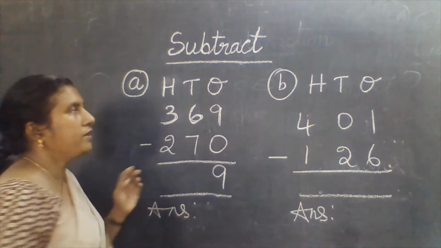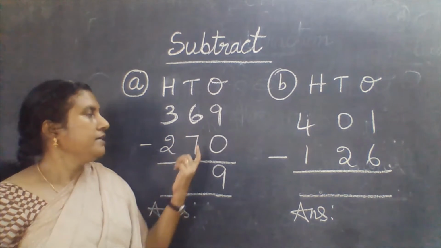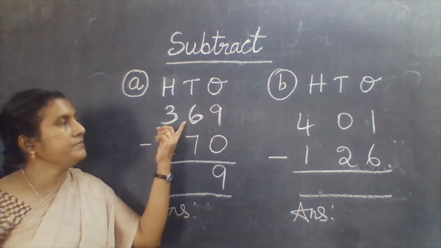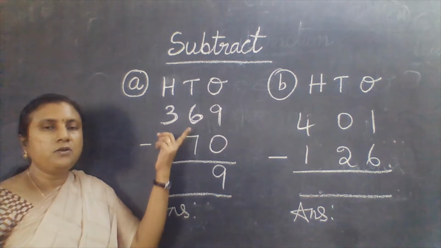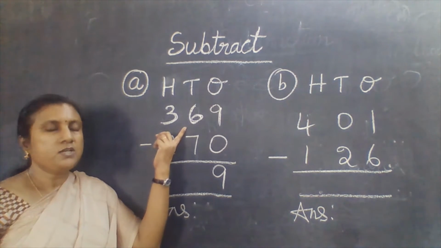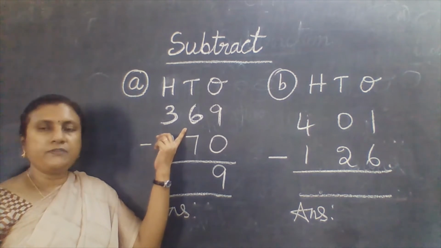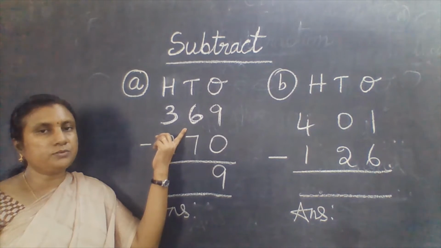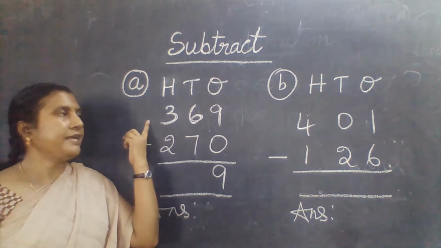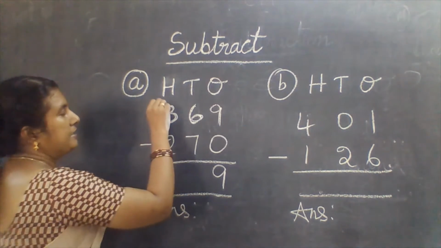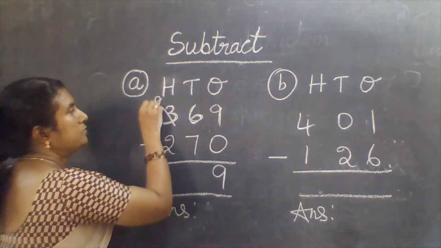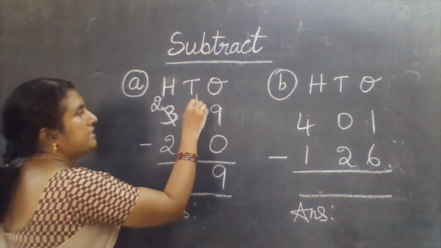Next we have to go to tens place. Here we have to separate 7 from 6. Is it possible? No, 7 is greater than 6. So we can't separate 7 from 6. So what do we have to do? We have to borrow from the next place value. 3 in hundreds place will be reduced to 2 and 6 will become 16.